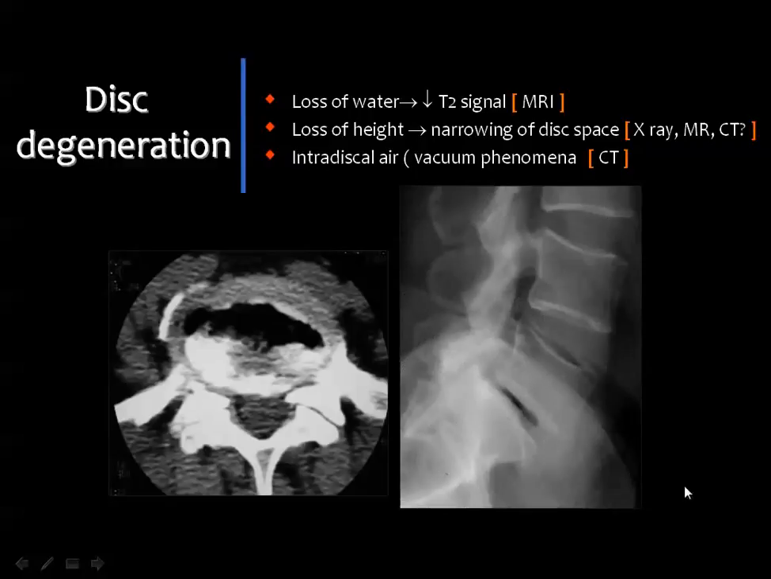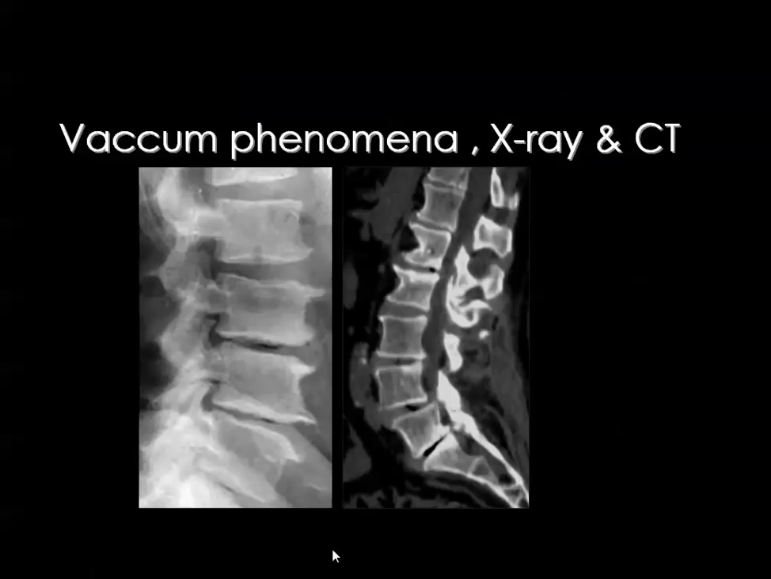Then the development of intradiscal air, which is known as vacuum phenomena, means that there is advanced degeneration. This can be seen by the plain X-ray, and it can also be seen by MRI and CT. As you can see here, the air is well appreciated by CT, especially if it is small, like this one, and you see a minute air loculus in this disc space. Also another air loculus at L4-5, and more air at L5S1.